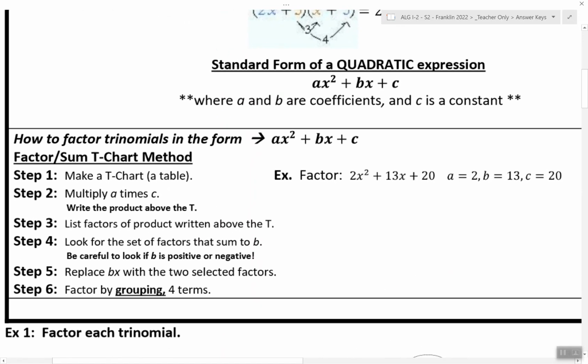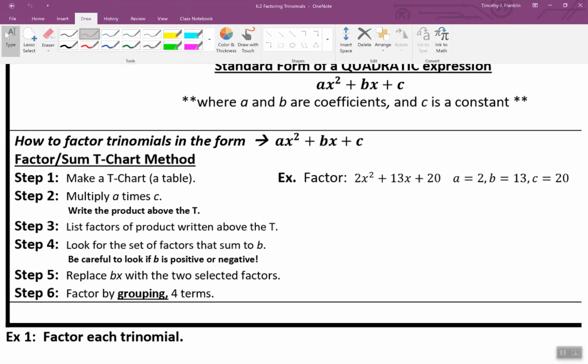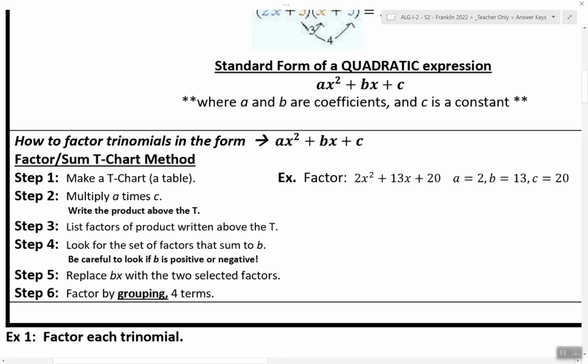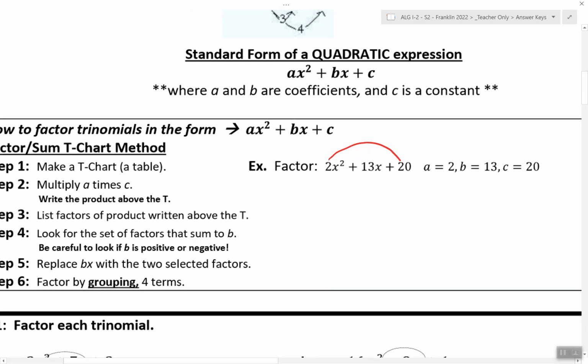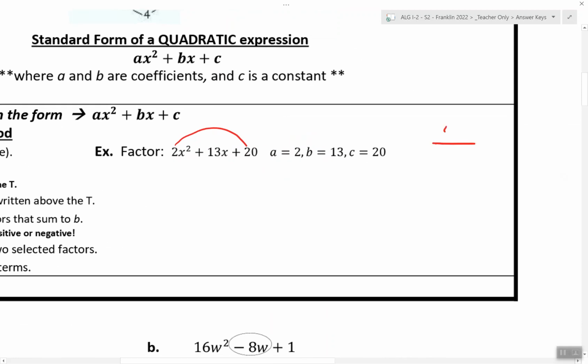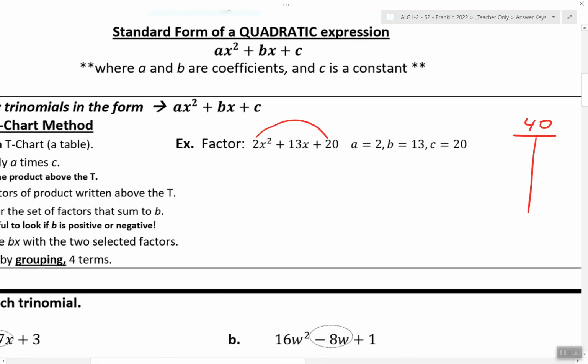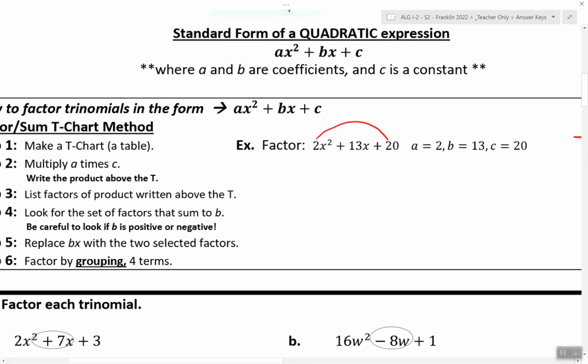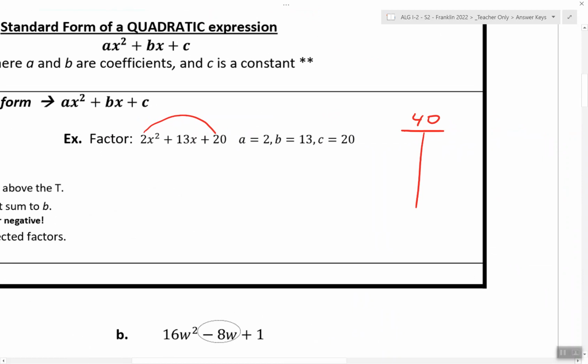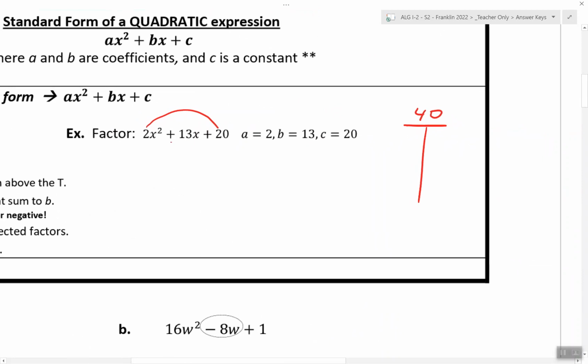So here's how we actually go to factor a trinomial, and we're going to be using a factor sum table method. And so we make a chart, and what you want to do is look at your trinomial and multiply a times c. So that's the first coefficient times the constant. And so in this example here, it would be 2 times 20, which is 40. And we're going to make a table with that product, and we're looking for factors of 40 that will add to the b value, which is 13.